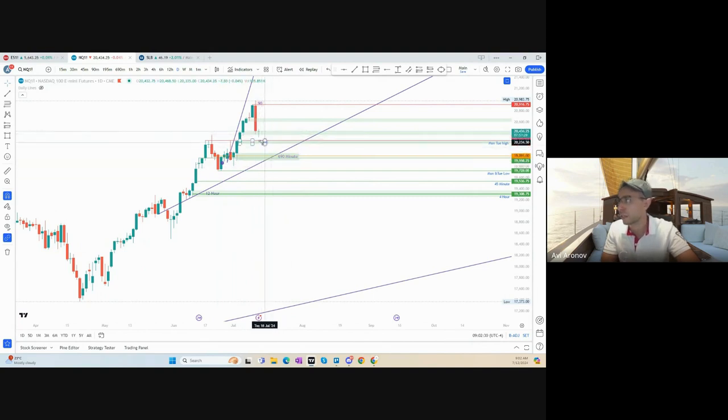Okay, now for a rally, I would look more from this area. For a short, I would look more from this area or that area if there will be a massive rally, which will be my 90 minutes.